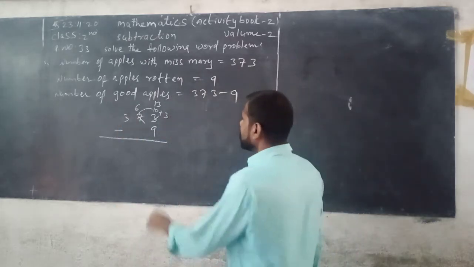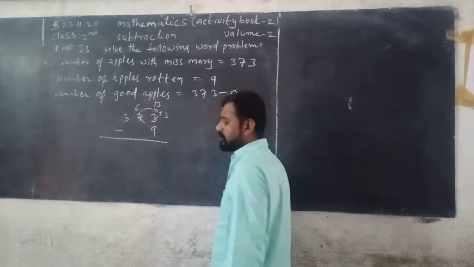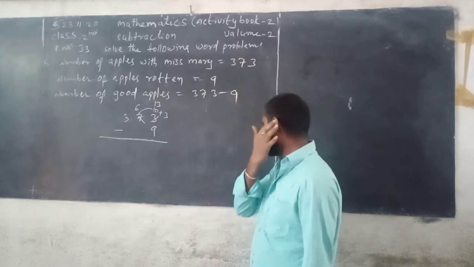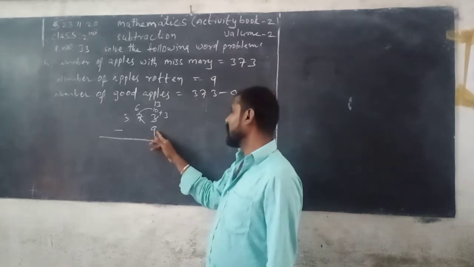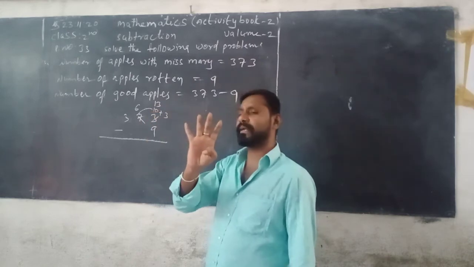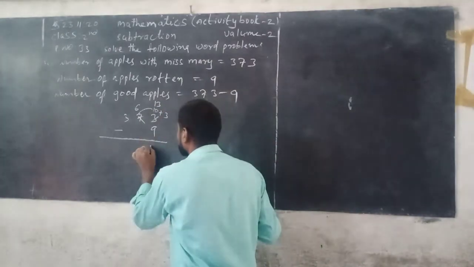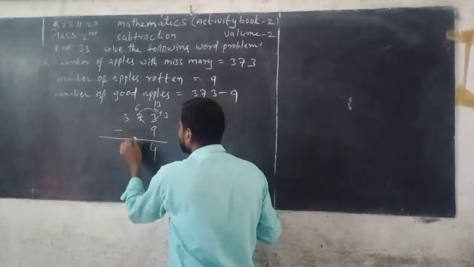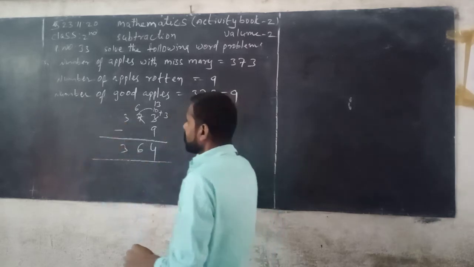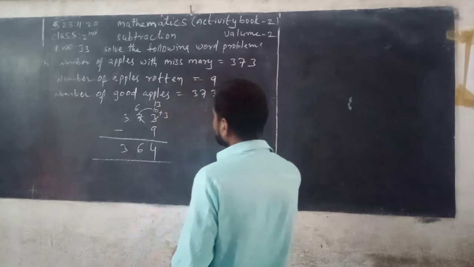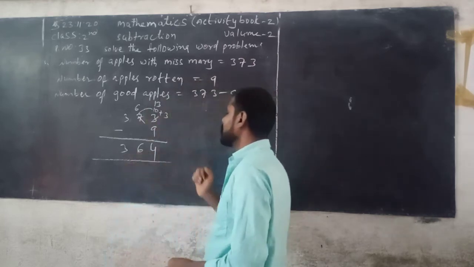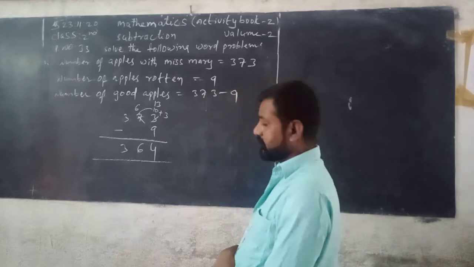Now here 13 minus 9. You can count after 9, after 9 to reach 13: 10, 11, 12, 13. So what we get, beta? 4. 4 write down here. Now 6, there is no number, means 6 you can write directly. 3 you can write directly. So number of good apples, how many? 364.